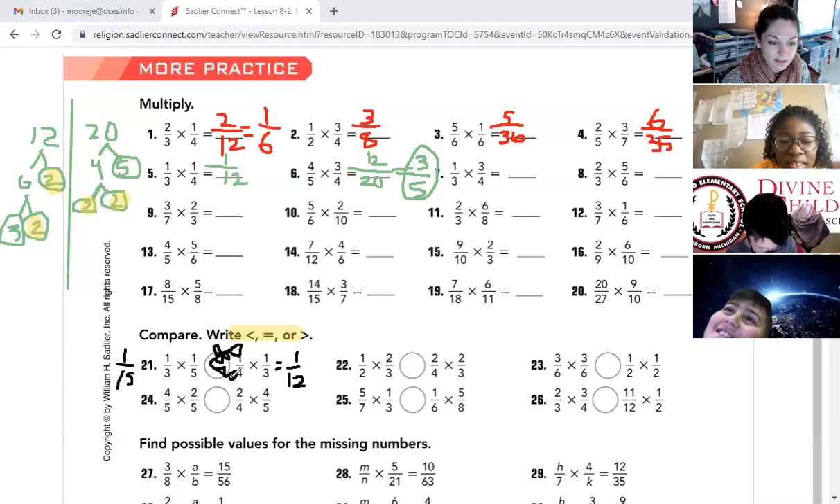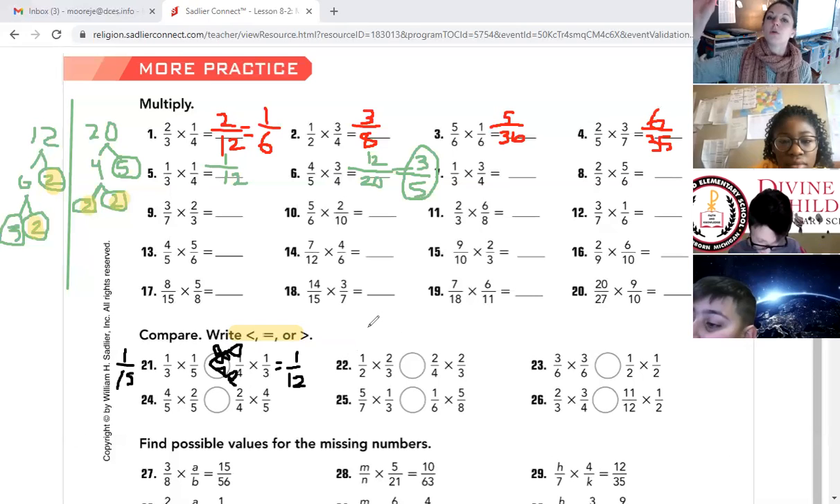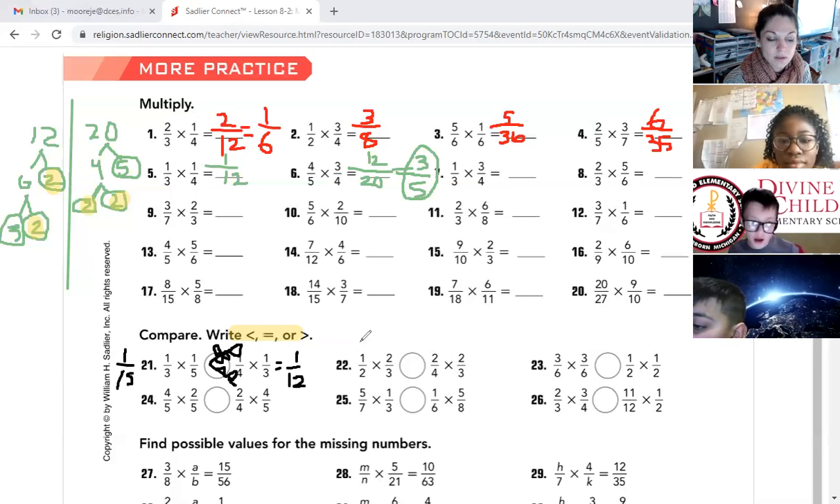The hungry alligator eats the value that is greater. So he wants to eat the greater one, right? So we have to put his open mouth towards the greater one. This is just a little sneak peek at how to manage these.